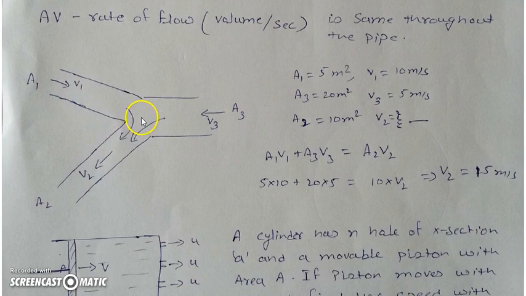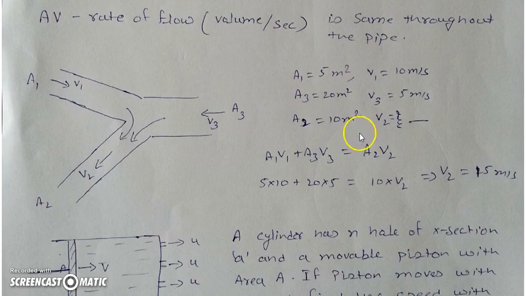One example: the fluid is coming from cross section A3, having area of cross section A3 with speed V3, and from this cross section having area A1 with speed V1, and these two fluids converge and come out with velocity V2 from the cross section A2. We have to find the value of V2 in terms of A1, A2, A3 and V1, V3. The rate of flow of this side plus the rate of flow of this side will be equal to the rate of flow of the second side. So A1 V1 plus A3 V3 must be equal to A2 V2.